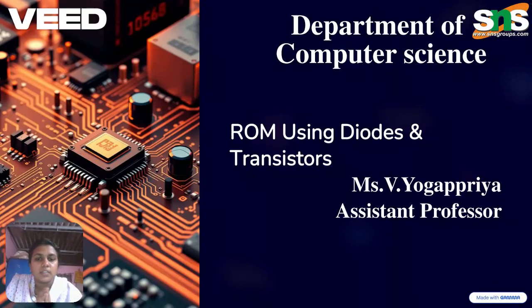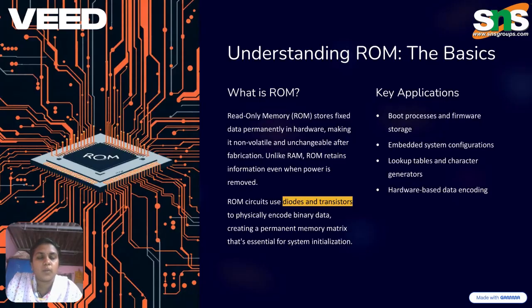So, today we are discussing ROM using diodes and transistors. The first one, understanding the ROM basics: what is ROM and its applications. ROM is read-only memory. It's one type of non-volatile memory used in digital circuits and computers to store data permanently.